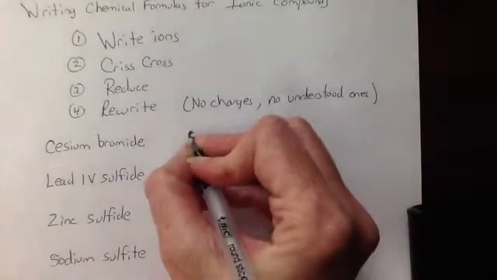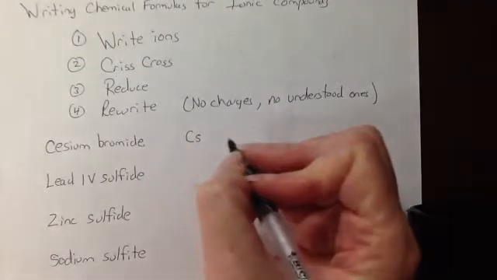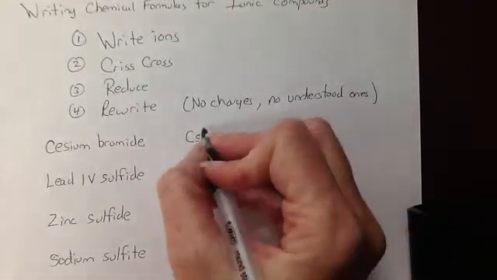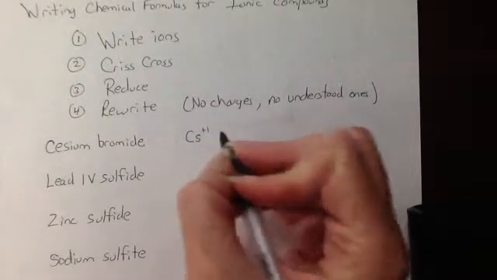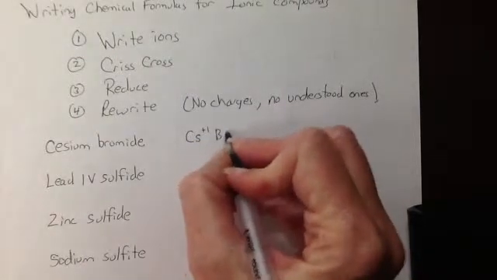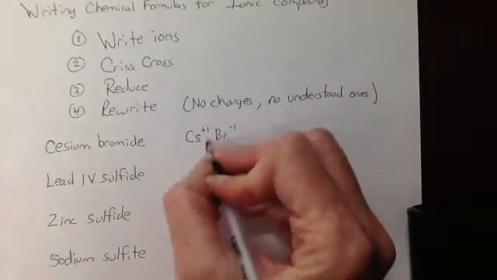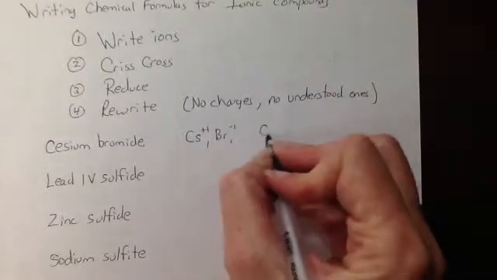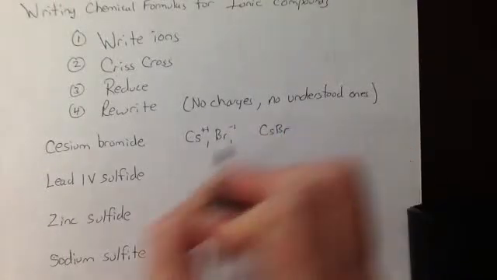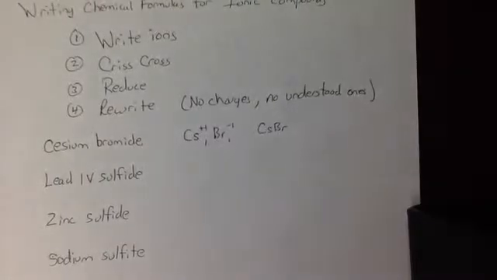Cesium would be Cs. Cesium is in group 1, so it gets a +1 charge, and bromide is Br -1, and you crisscross charges and you rewrite, and you do not need to write understood ones.